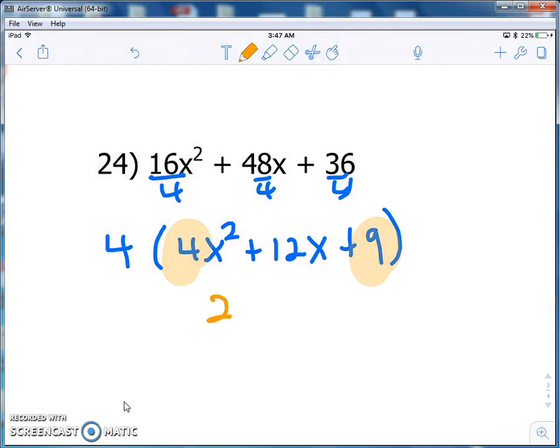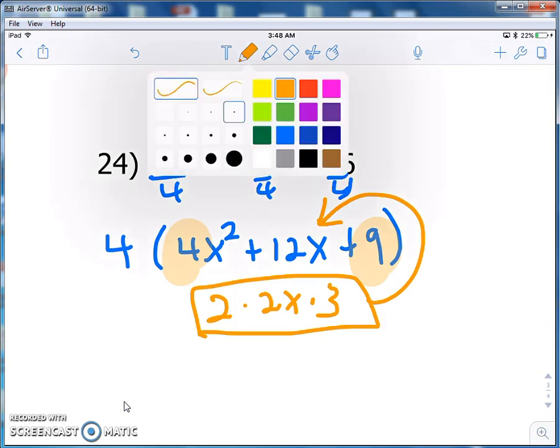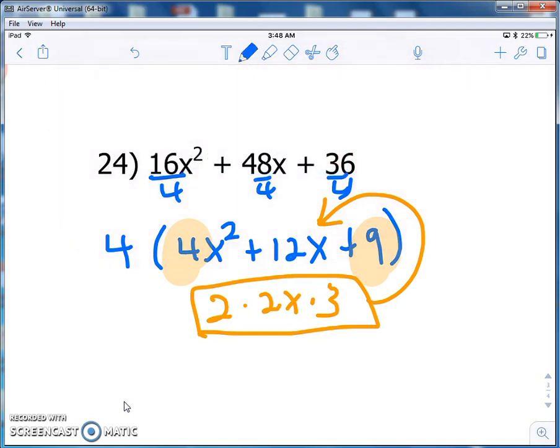So I want to check 2 times the square root of the first times the square root of the last. Is 2 times 2x times 3 equal to 12x? It is in my universe. So 4 stays. It factors to square root of the first, use your sign, square root of the last, squared.